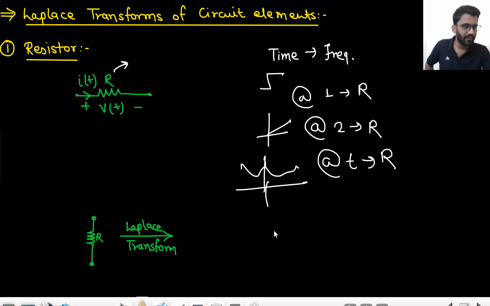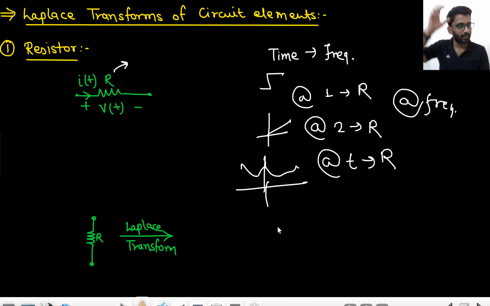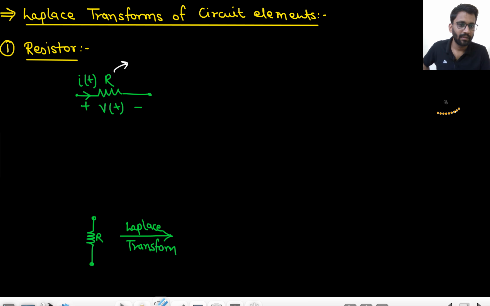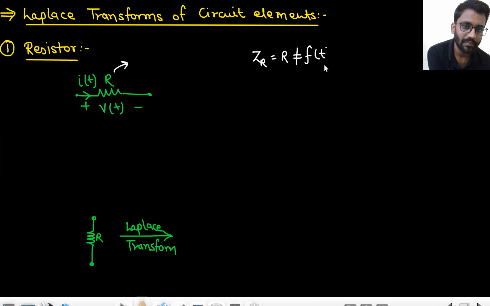At any time, at any frequency, it will be always 5 ohm, right? That means it is not dependent on time. Resistor is not a function of time, right? So the impedance provided by the resistance, that is equal to R, is not a function of time. So this will be replaced simply by the resistance only. So no changes will be done in case of Laplace transform.